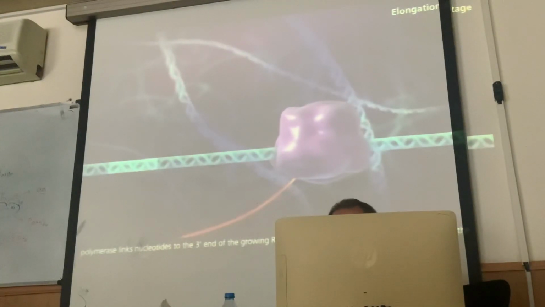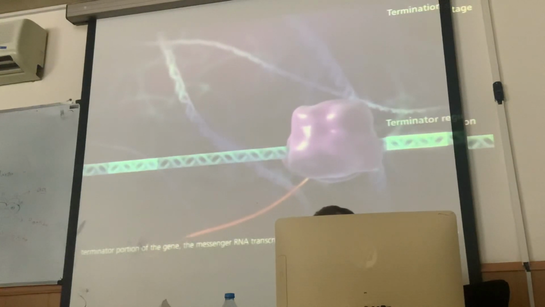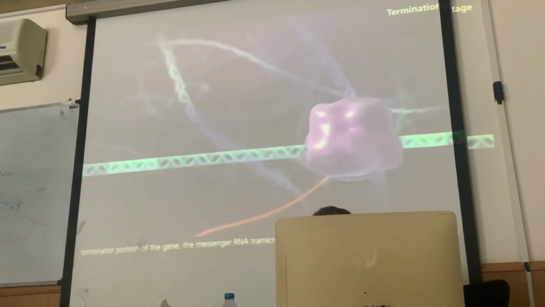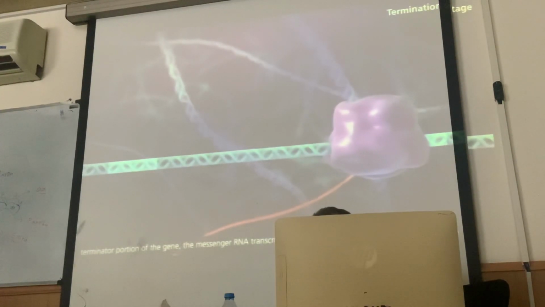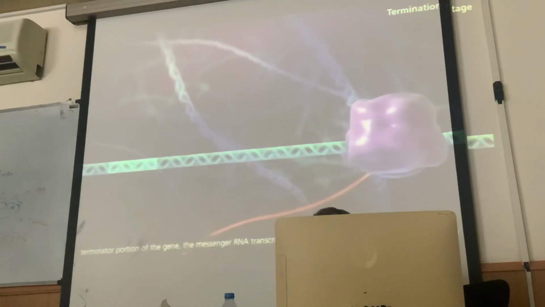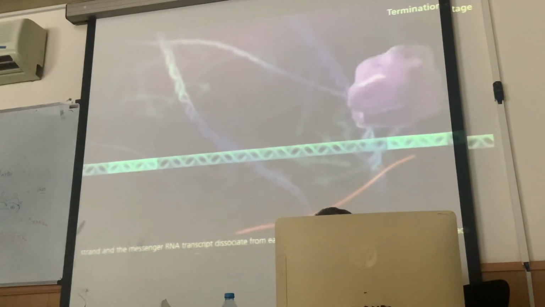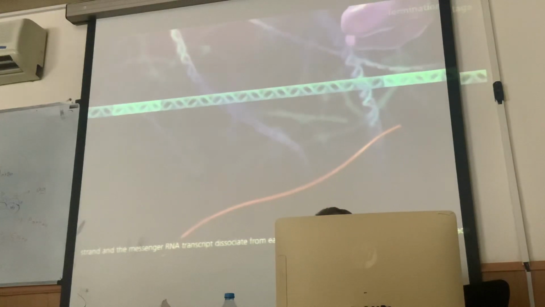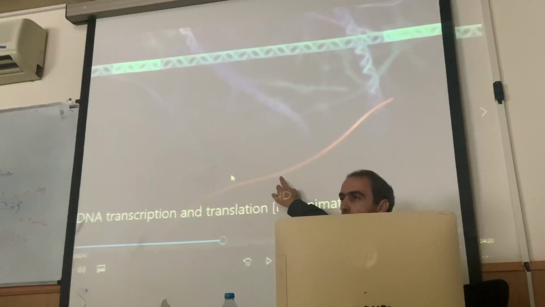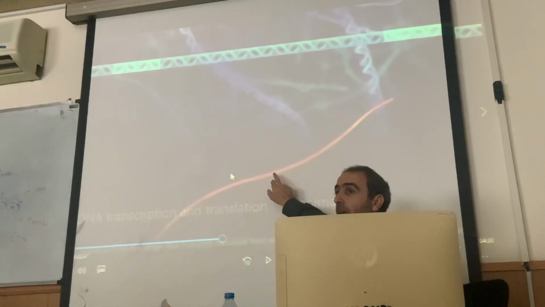Once the RNA polymerase reaches the terminator portion of the gene, the messenger RNA transcript is complete, and the RNA polymerase, the DNA strand, and the messenger RNA transcript dissociate from each other. The name of this RNA is known as mRNA.